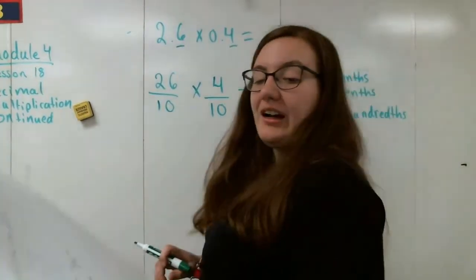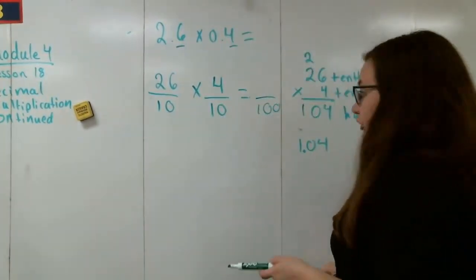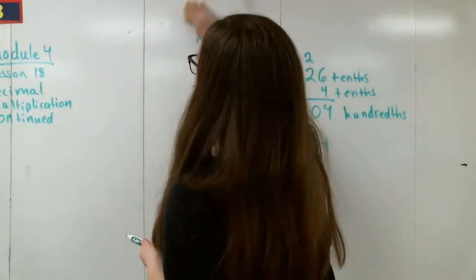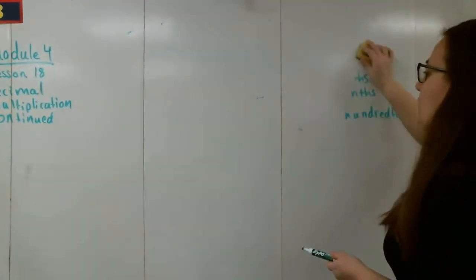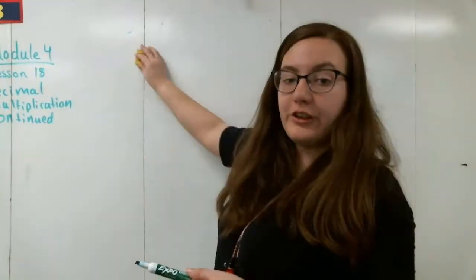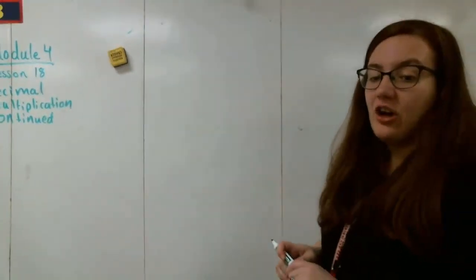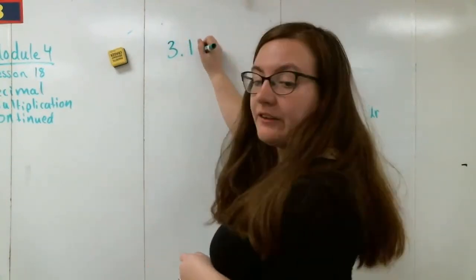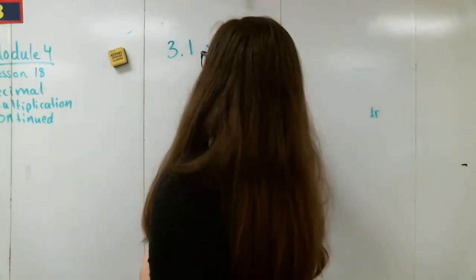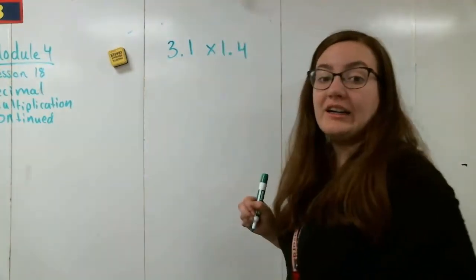All right, let's move on to our next 2 problems. And for these next 2 problems, if you want to try them on your own first and then watch how I solve, then you can do that as well. So we're going to be solving for 3 and 1/10 times 1 and 4/10.